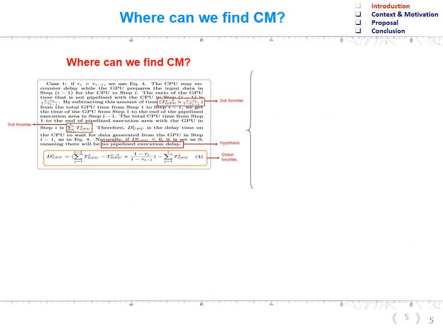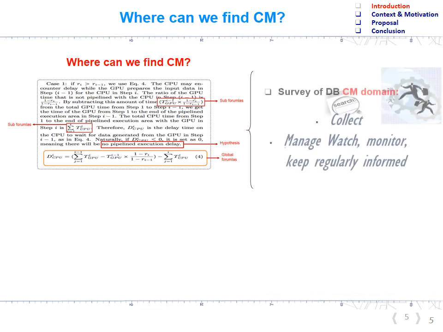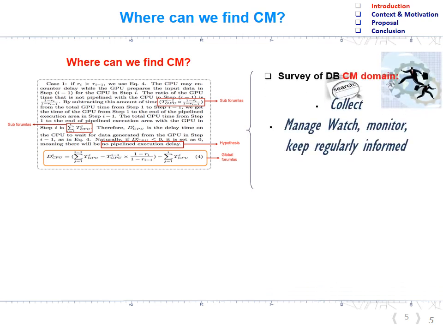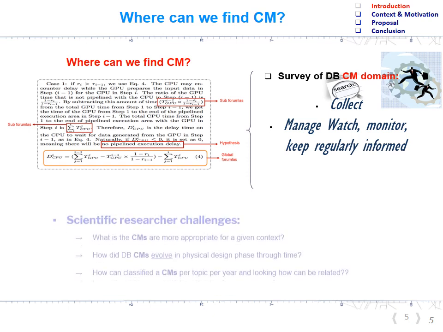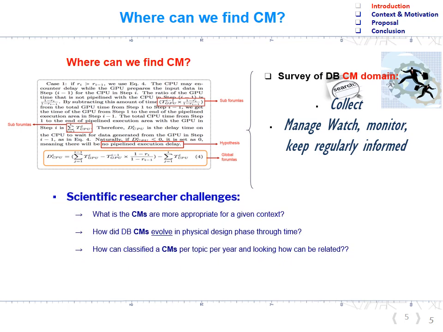Now, where can we find the cost model? We realized that the present cost models in the literature are huge, sometimes well explained, otherwise drowned in the paper explanation without discussion of parameters and formulas. So if you need to survey the database cost model domain without considering our solution, you must collect scientific information, manage the information collected, watch, monitor, and keep regularly informed by the new information.